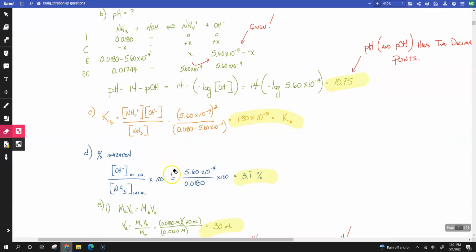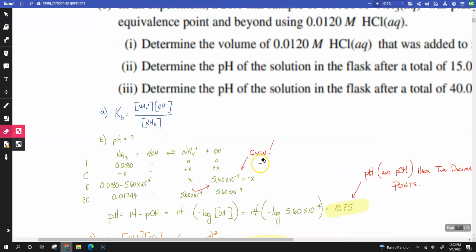So at equilibrium, I know I have 5.6 times 10 to the negative 4. My initial concentration was given in the problem. Divide that, multiply it times 100, that gives me 3.1 repeating as my percent of ionization, or percent ionization.